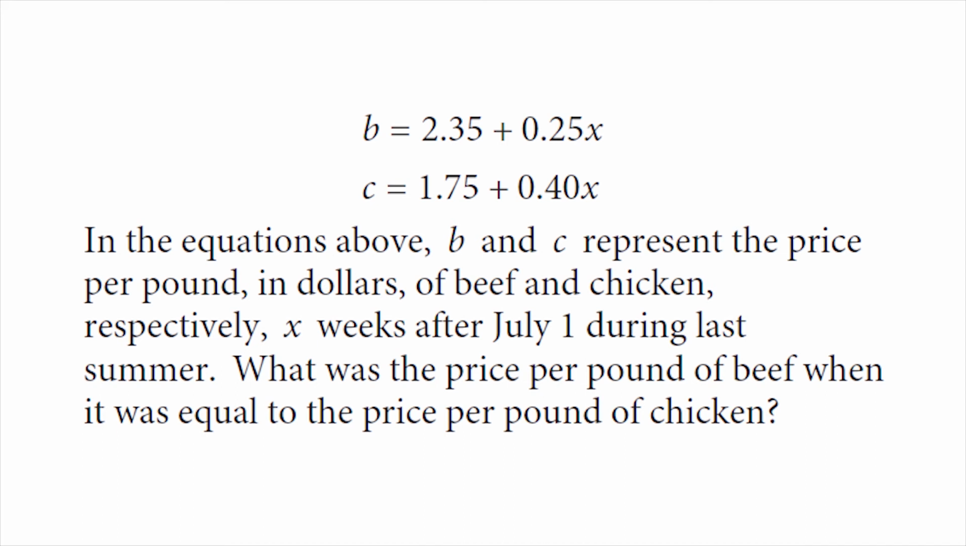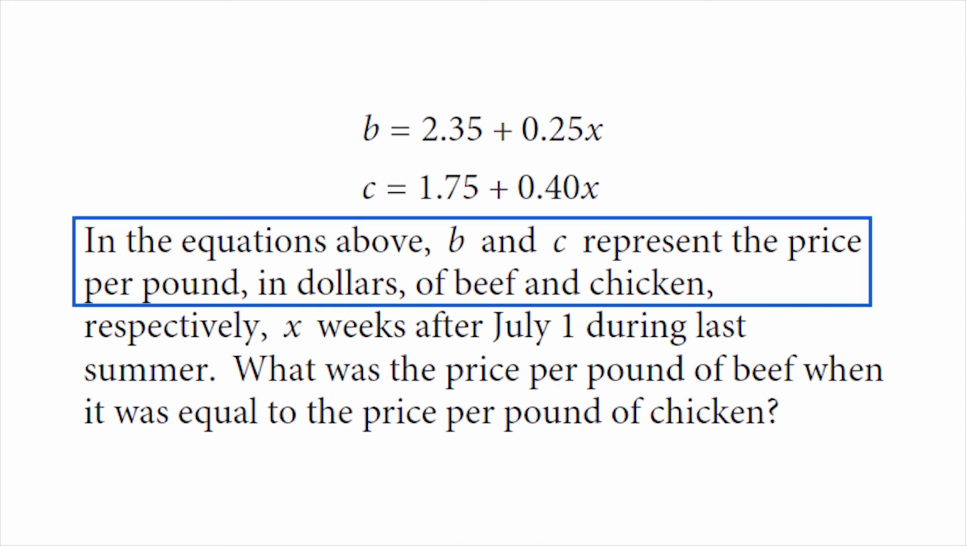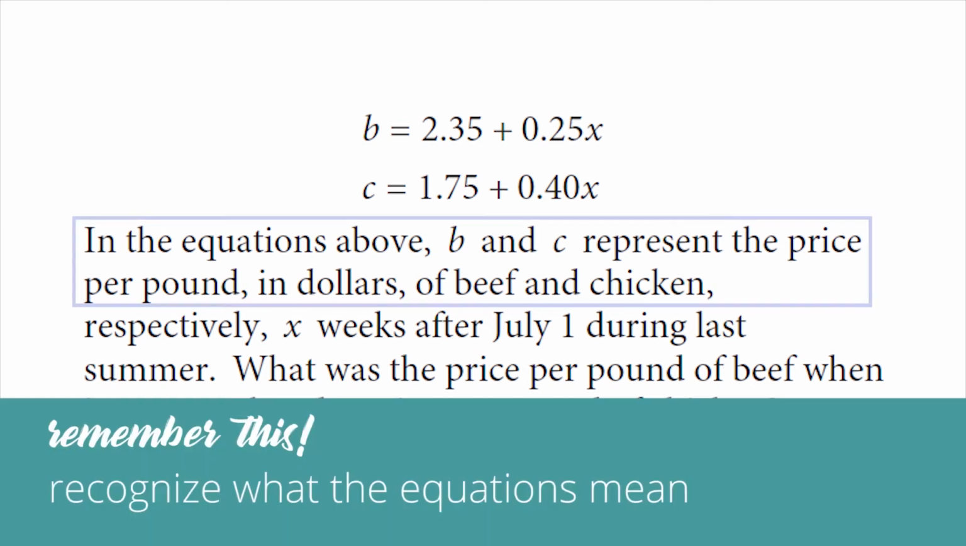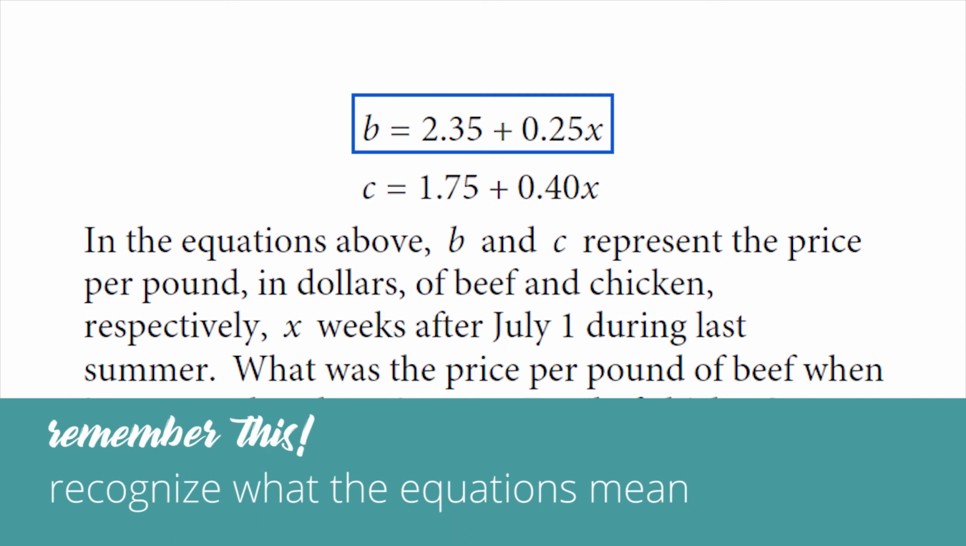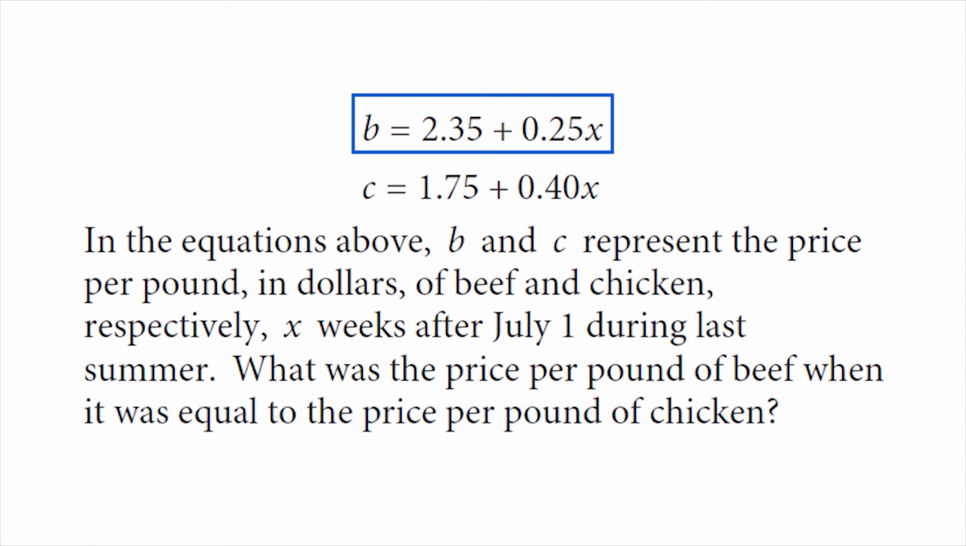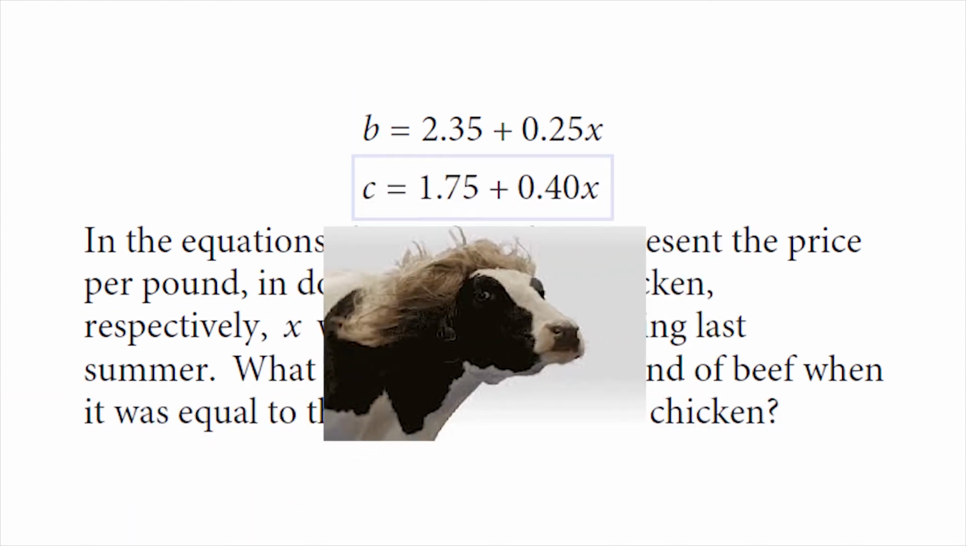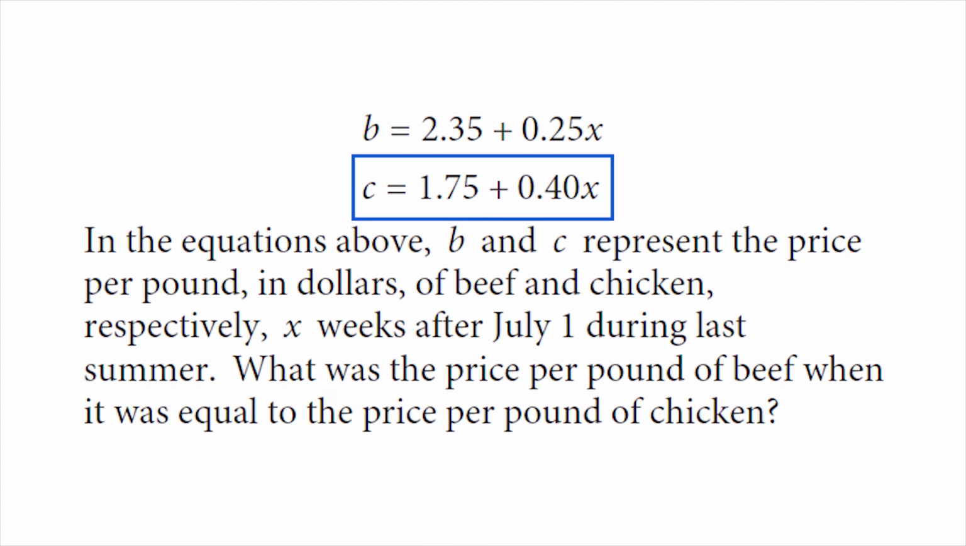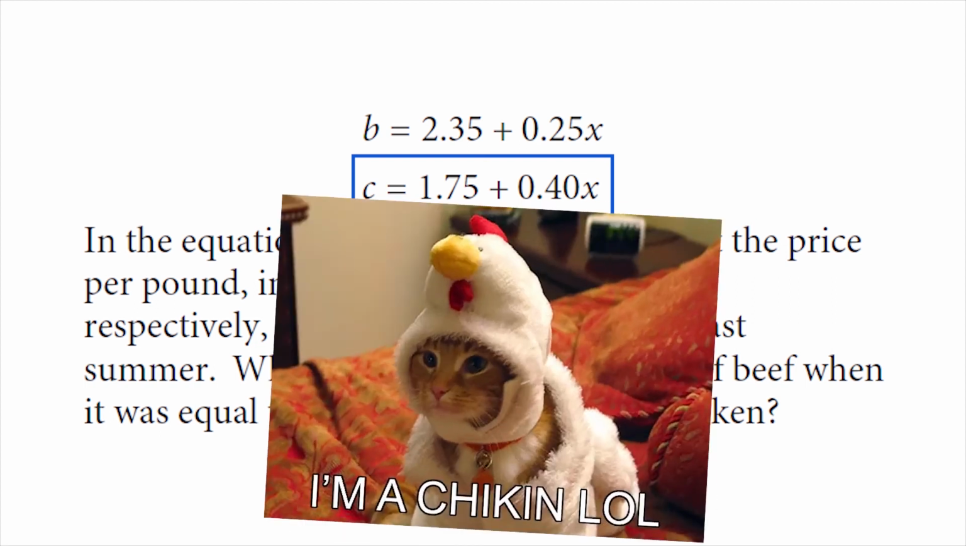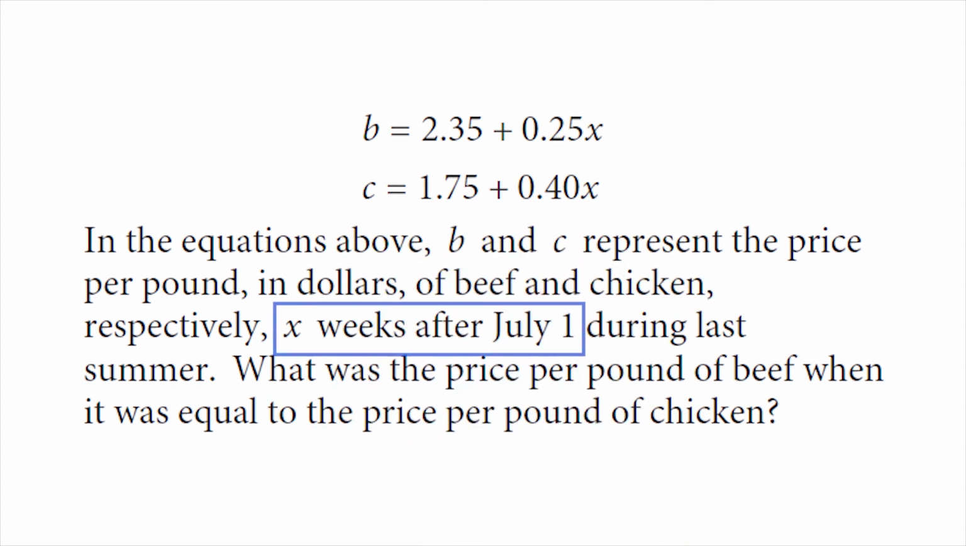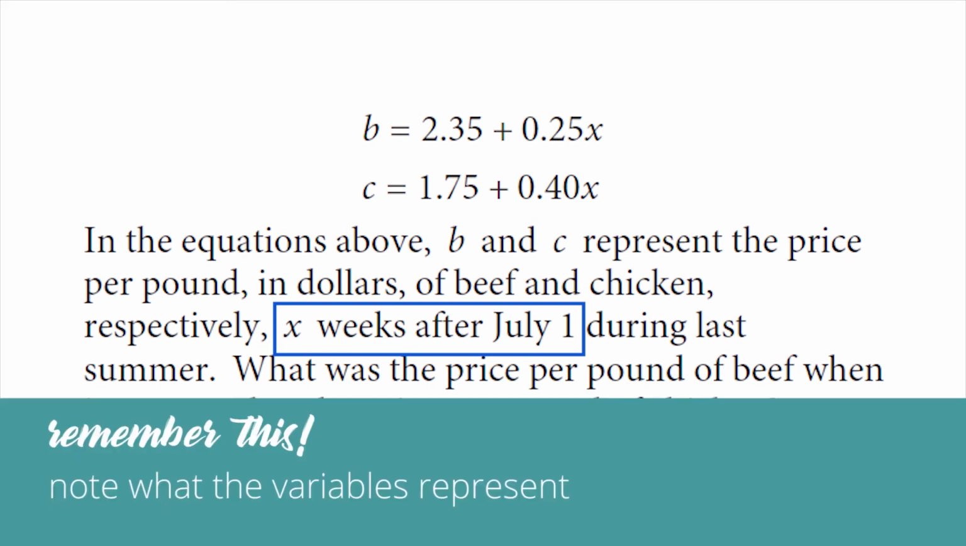Now that we've read the problem, let's make note of the key information. B and C represent the price of beef and chicken. B represents the price of beef, while C represents the price of chicken. From there, x equals the number of weeks after July 1st.